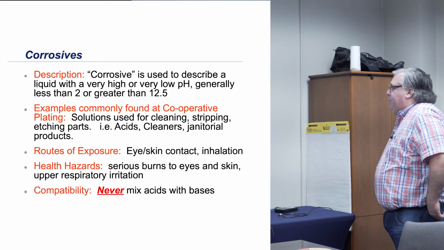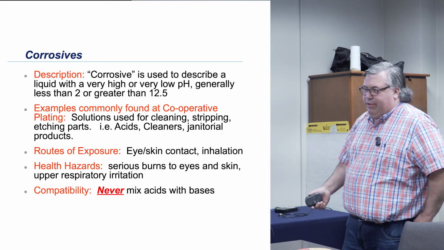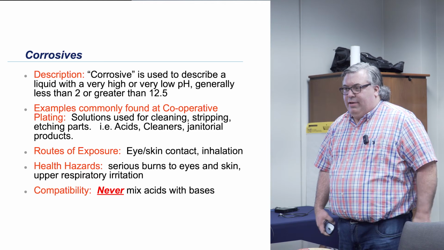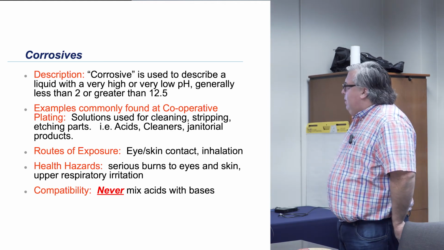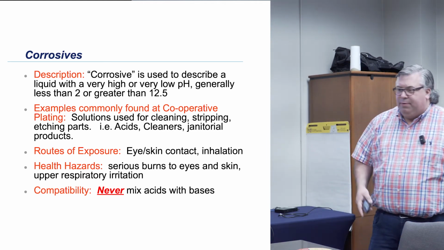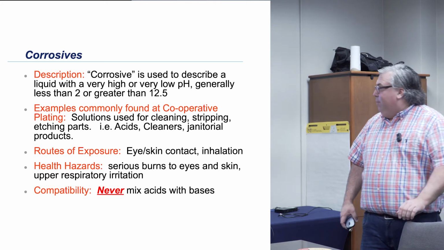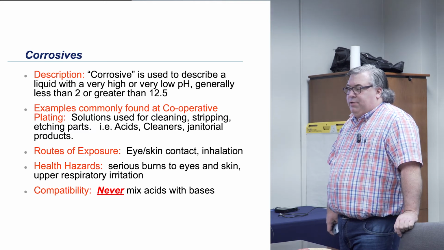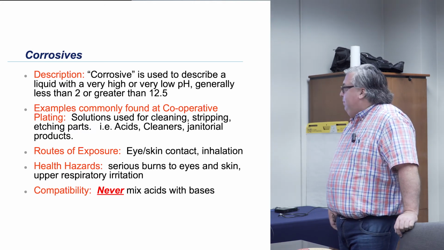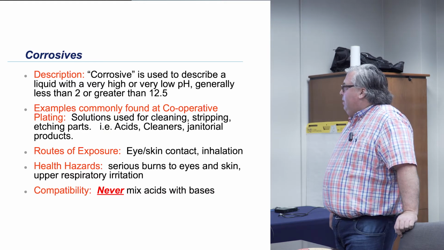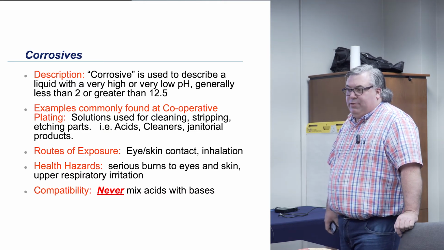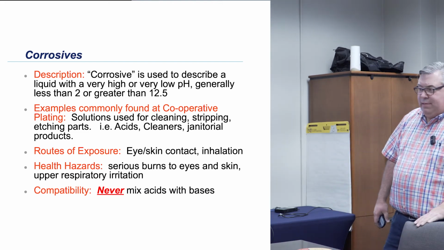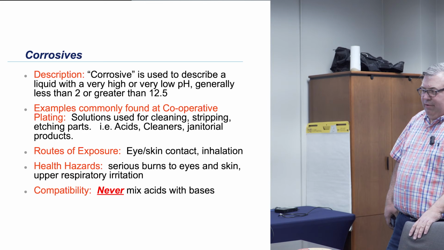So a corrosive is used to describe a liquid with a very high or very low pH. Generally, that's less than 2 or greater than 12.5 if you remember your chemistry. Where are you going to find them here? Like I said, just about everywhere. Solutions used for cleaning, stripping, and etching parts. So usually that's the first few tanks on a plating line. Oftentimes the plating chemistry itself is corrosive. The chromates that come after plating are often corrosive.